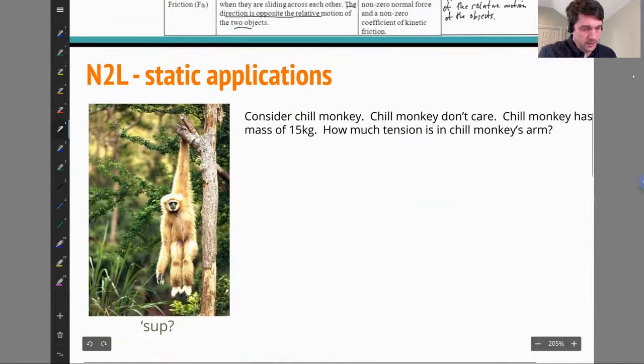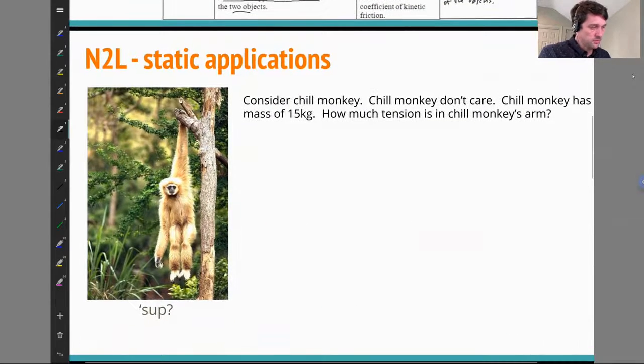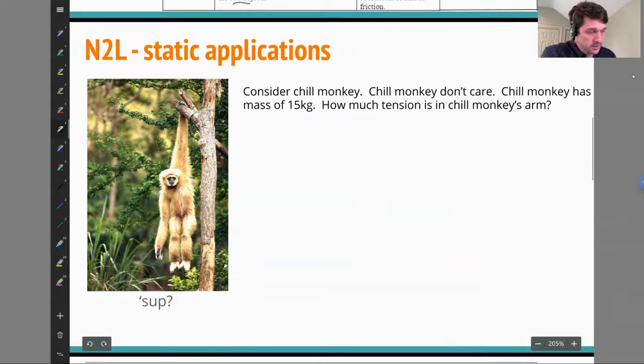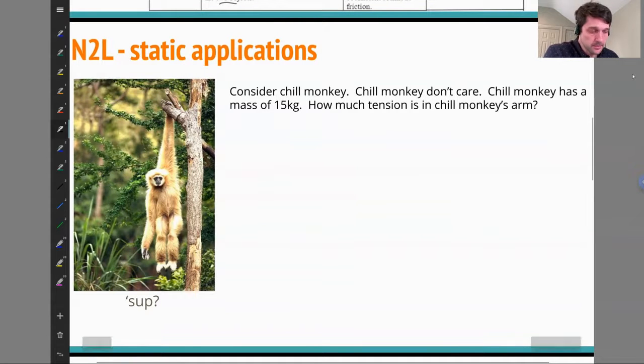So let's get into it. We've got some things to keep in mind when we are looking at static applications of these forces. One, primarily, is this thing called a free body diagram. We need to diagram the forces acting on this object.